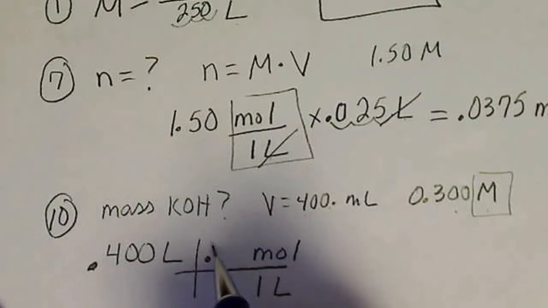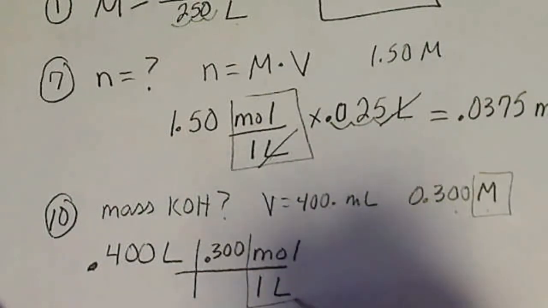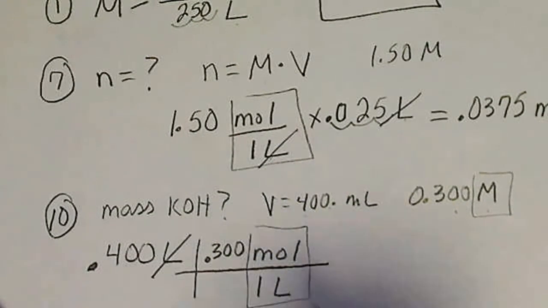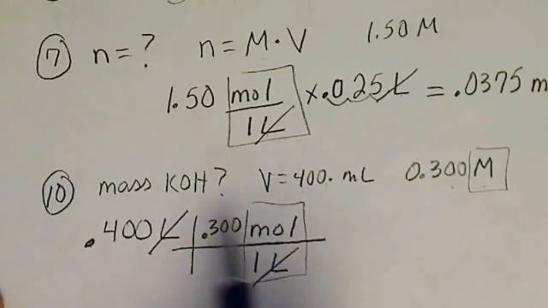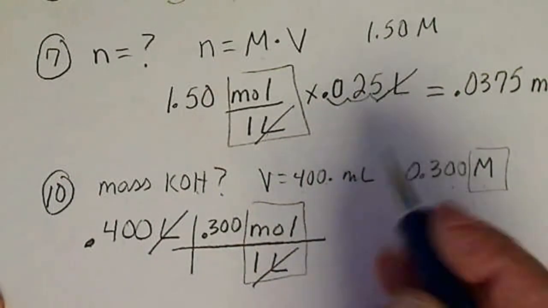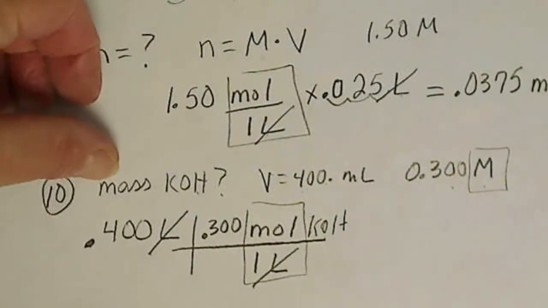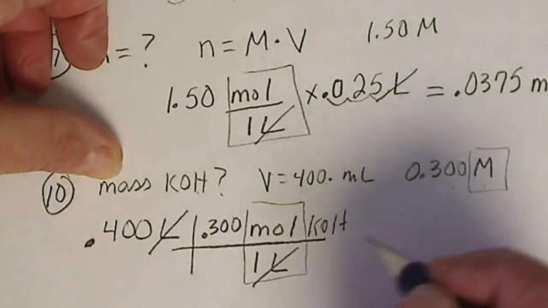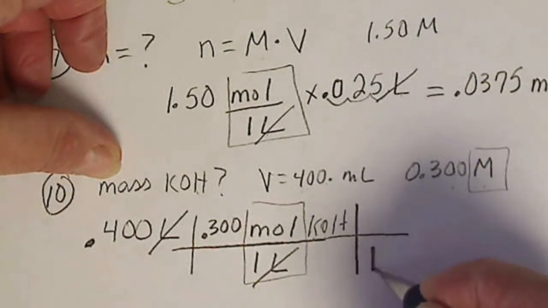So this is 0.300. Capital M means moles per 1 liter. Our liters cancel. So at this point, we could calculate how many moles of KOH we have. And if we read the problem, we're looking for the mass. So I'm going to get out the periodic table. And the molar mass, remember this is the big fat 1.